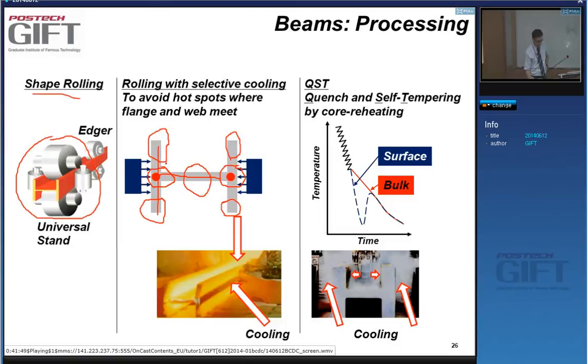you avoid hot spots. And that's where the flange and the web meet. You get these hot spots here, and so you cool them. You actually water cool them when they come out of the mill. So you can see here that this is water cooled because it's dark, so it's cooler than this part. And that's because there is a cooling nozzle installed here to make sure that this doesn't develop into hot spots.